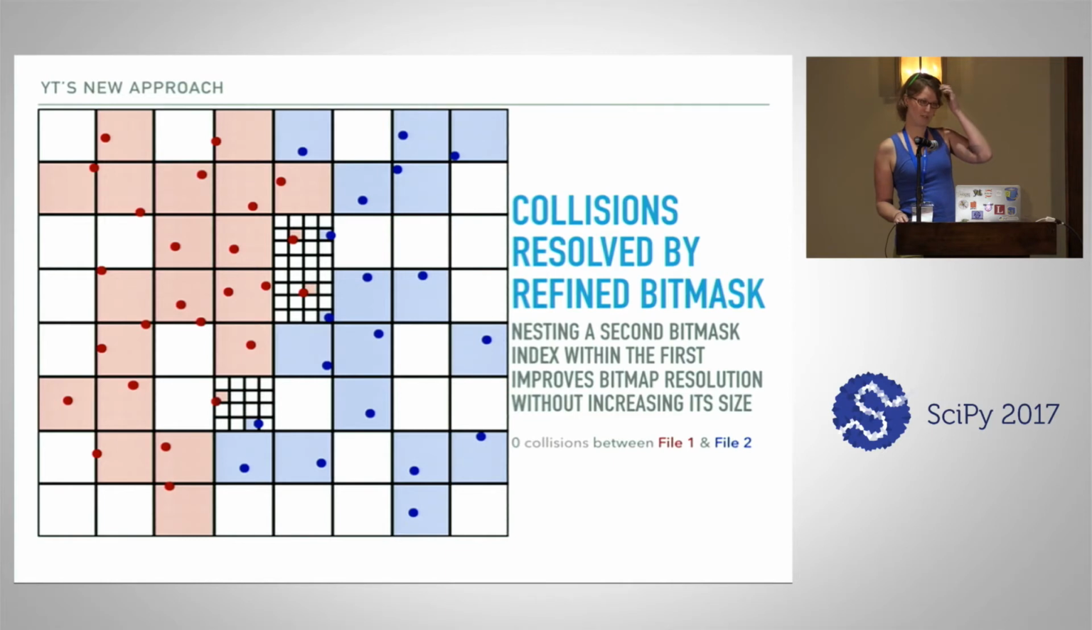And we do this rather than just refining the entire domain in the first index, because then the bitmaps take up more space. And so this is a much more compact way of storing that information.